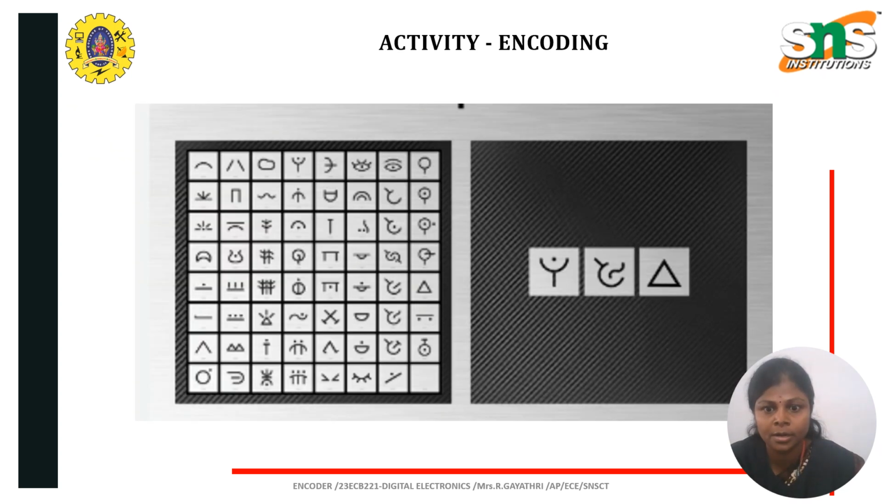The activity related to encoding is that here the encoded images are represented. Within 3 seconds you have to find where the picture is located here.